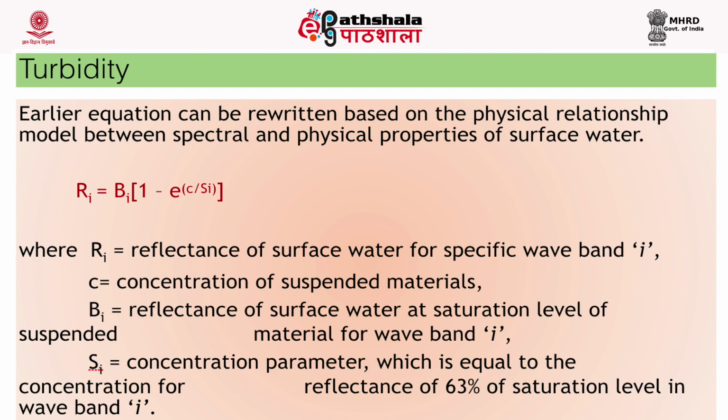For turbidity, the earlier equation can be rewritten based on the physical relationship model between spectral and physical properties of surface water by using the following equation. Ri is equal to Bi into 1 minus e to the power minus C by Si. Here Ri is the reflectance of surface water for specific waveband i. C is the concentration of suspended materials. Bi is the reflectance of surface water at saturation level of suspended material for waveband i. Si is the concentration parameter which is equal to the concentration for reflectance of 63% of saturation level in the waveband i.